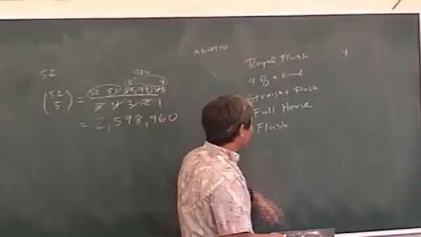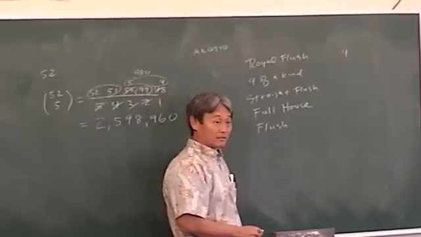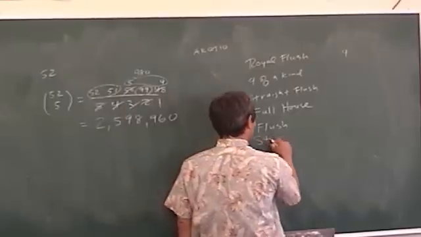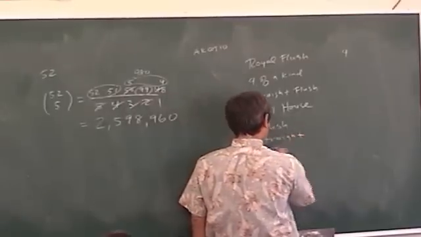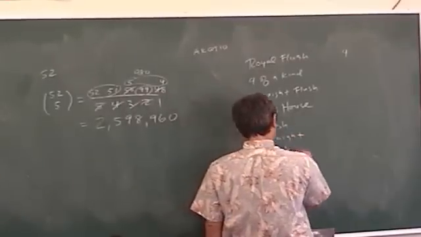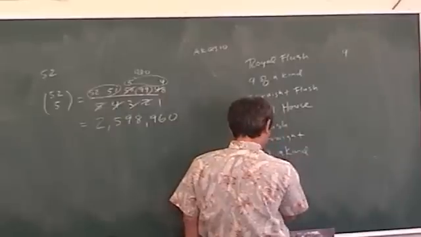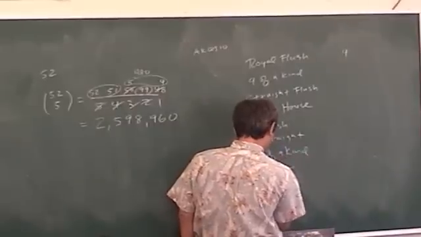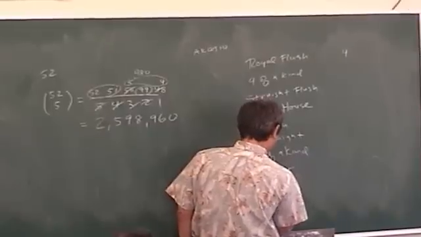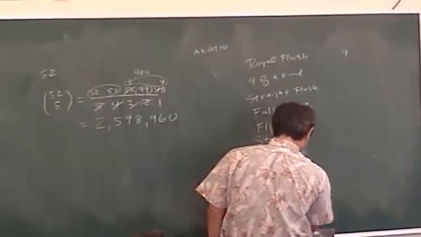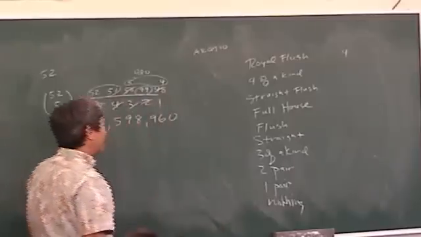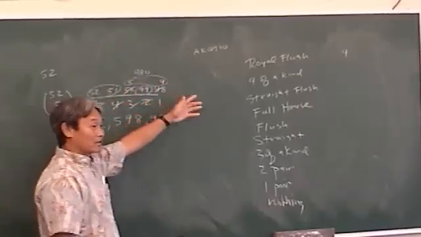Okay, what's below flush then? 3 of a kind? Straight. 3 of a kind. 2 pair. Pair. 1 pair. Ace high. And then nothing. That's nothing. Ace high. Yeah, that's nothing. Okay, now out of these, you know what the hardest one to figure out is?